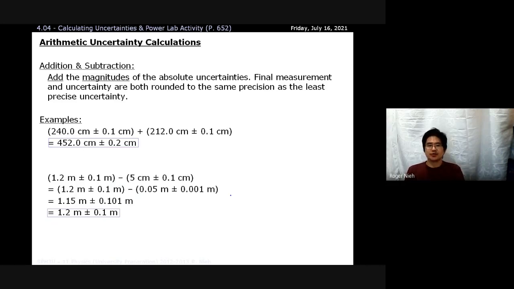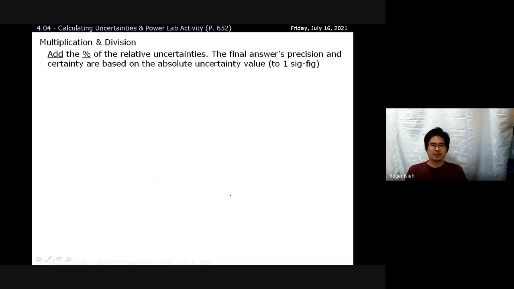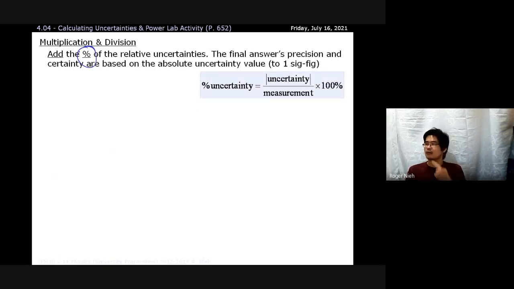Okay, so that's the rules for addition and subtraction. Now let's move on to multiplication and division. And here's where things start to get rather weird. You'll still multiply and divide your number as you normally would, but with your errors, you don't just add them right from the beginning. First, you need to convert your error into a percentage error. And yes, there is a formula to convert into a percentage error, and that's what we have right up there.